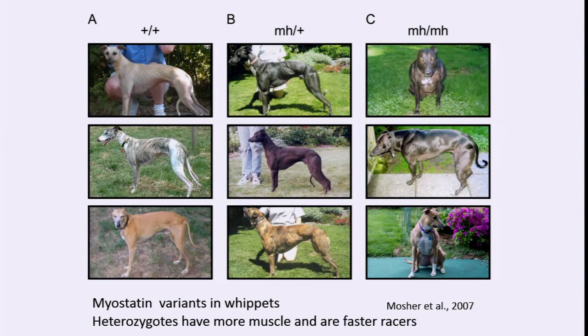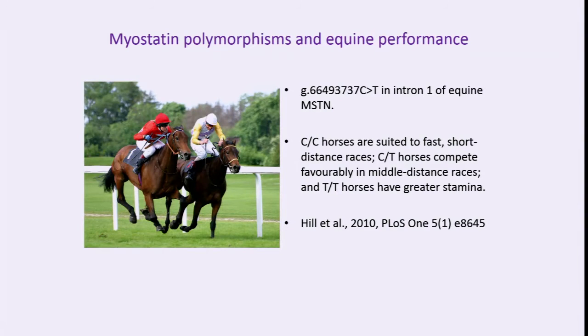and then we should get an increased performance. And interestingly, in horses, if you take a particular mutation that's present in the intron 1 of the equine myostatin gene, you can actually show, when you look at racing records, that particular variants of that SNP are associated with good performance in different sports. And so that really, again, tells you that the potential for manipulation of the myostatin system is really quite a powerful target.